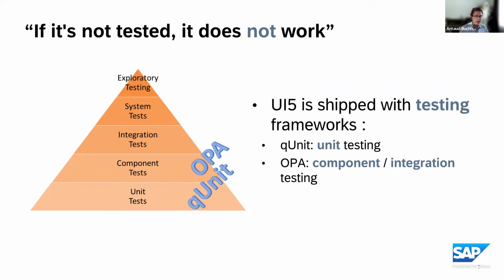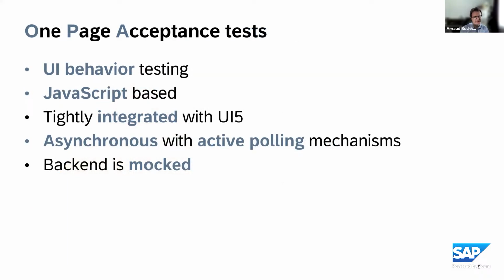So UI5 delivers tools or frameworks that allow you to deal with this base of the test pyramid. So you have QUnit for unit testing, and OPA for component and/or integration testing. So what is OPA? Hopefully you already know what QUnit is, but what is OPA? OPA stands for One Page Acceptance Test.